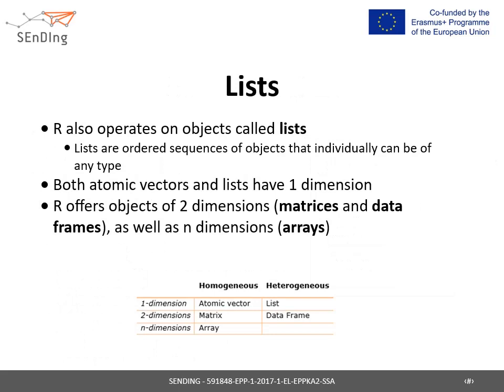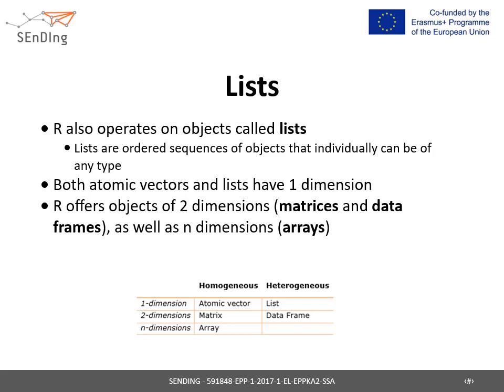R also operates on objects called lists. Lists are ordered sequences of objects which individually can be of any type. Lists are known as recursive rather than atomic structures, since their components can themselves be lists in their own right. Both atomic vectors and lists have one dimension.